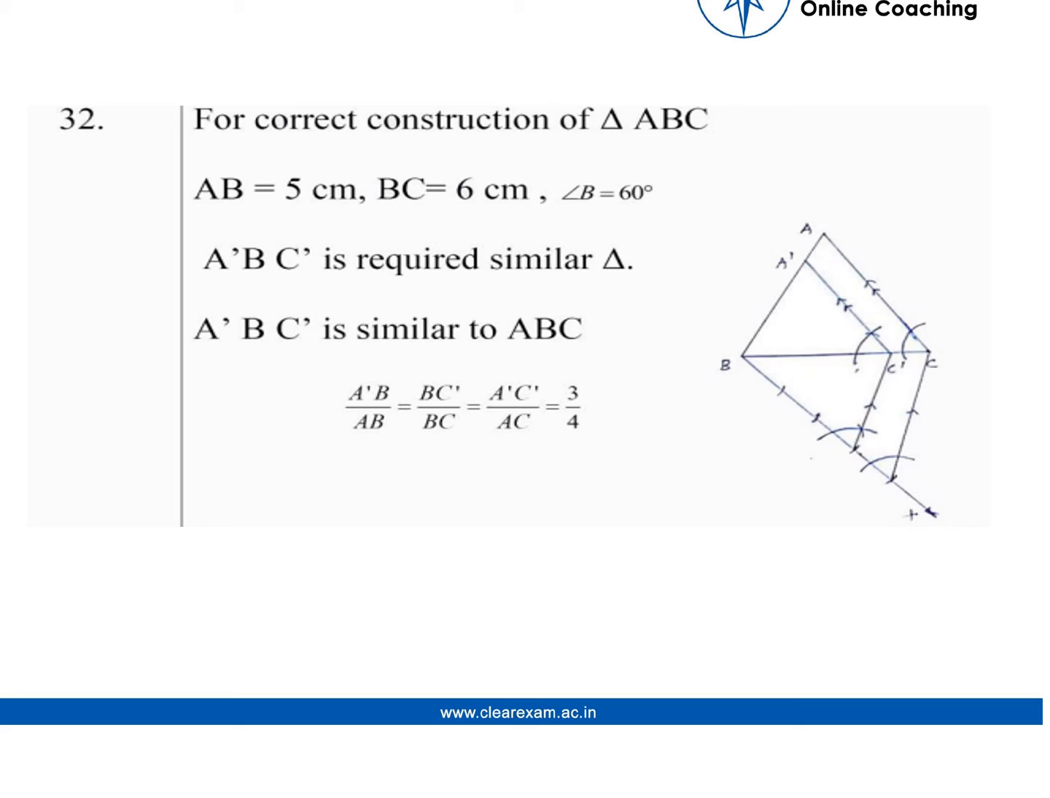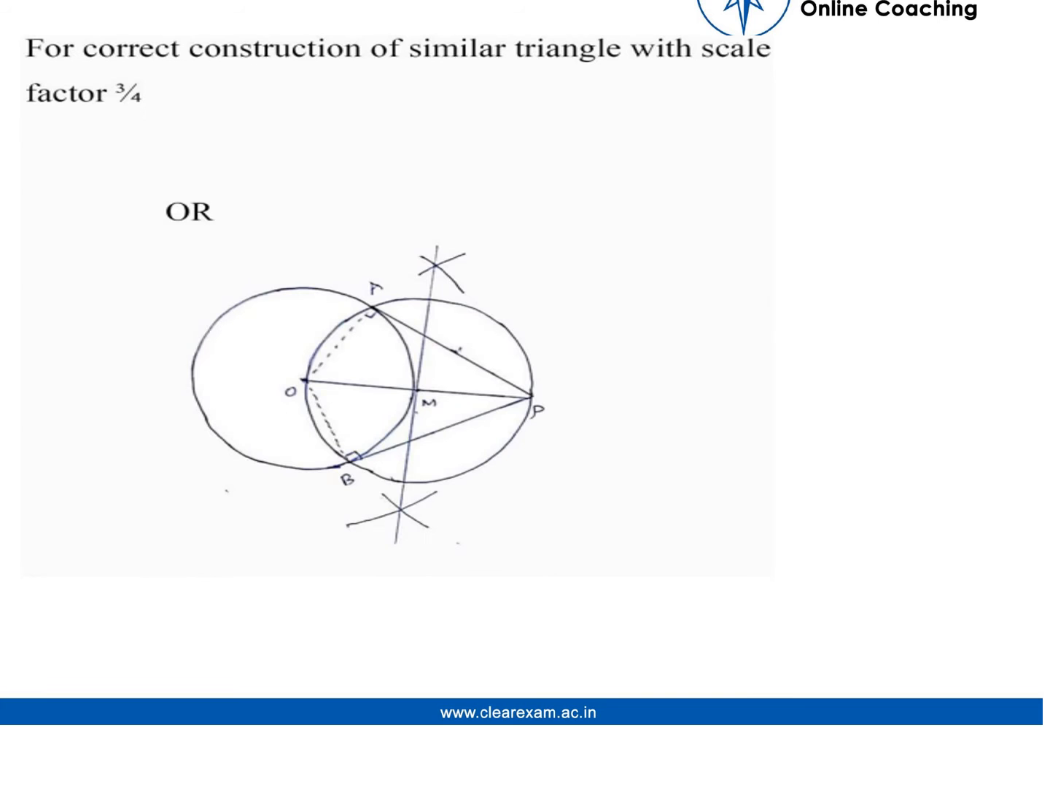Then we will draw the lines AB and BC, and use the angle B between them, and then we will further use this ratio and mark the points from the values that we have calculated. After calculating all these values, we will join the points to get the triangle which is in the 3 by 4th ratio of the original triangle.